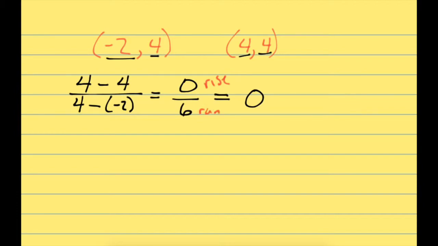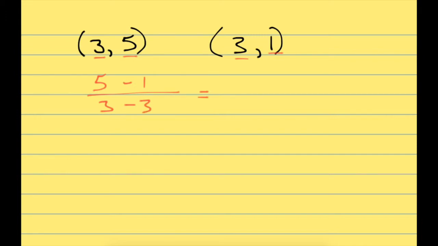So what kind of line doesn't rise at all? A horizontal line. And so a horizontal line has a 0 slope. But that's still not the last type. There's one more type. So we've covered lines that rise, we've covered lines that fall, and we've covered horizontal lines. There's only one type left.